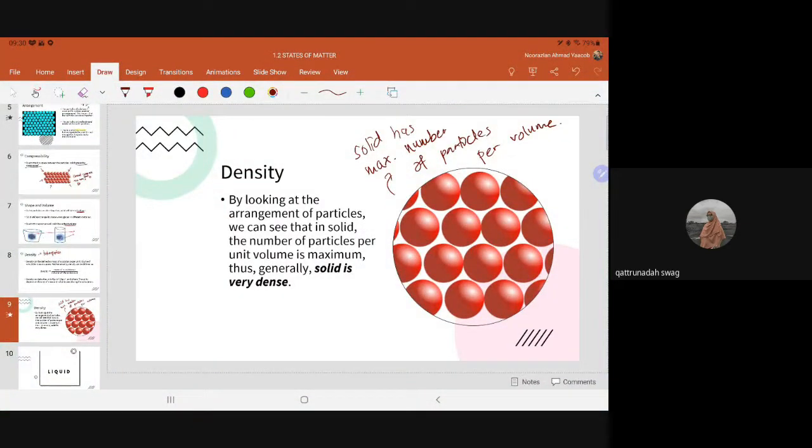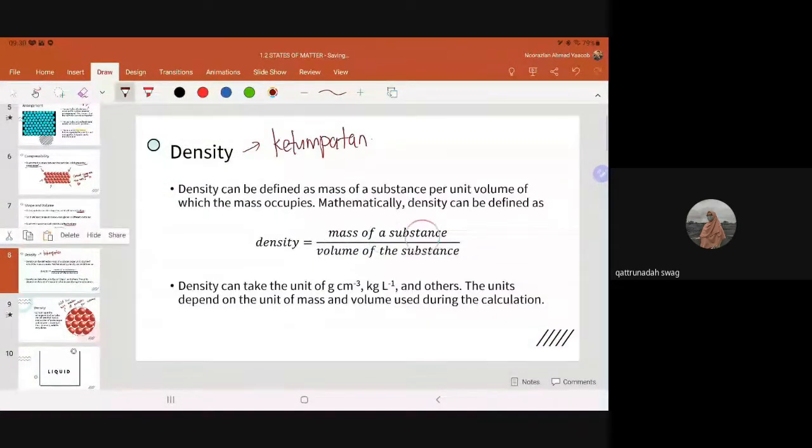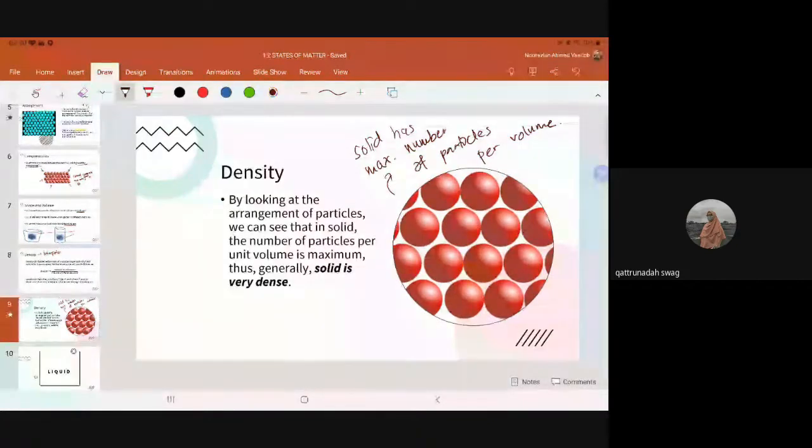Okay? Jadi maksudnya di sini, mass dia dah paling tinggi. Jadi kalau kita tengok formula balik, kalau mass dah paling tinggi untuk volume yang kekal sama, kita tahu density punya nilai akan jadi lebih tinggi lah. Nilai atas besar, nilai bawah tetap, nilai density akan sangat tinggi. Jadi solid, we know solid is very dense. Okay? Solid is very dense.